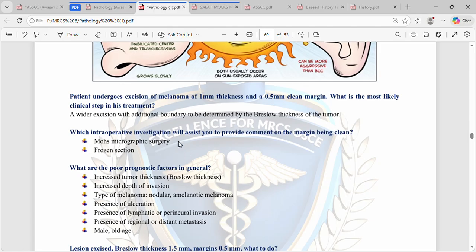Which investigation will assist you to comment on the margin being cleared? Mohs micrographic surgery and frozen section. These two will tell you whether the margins are positive or negative intraoperatively.